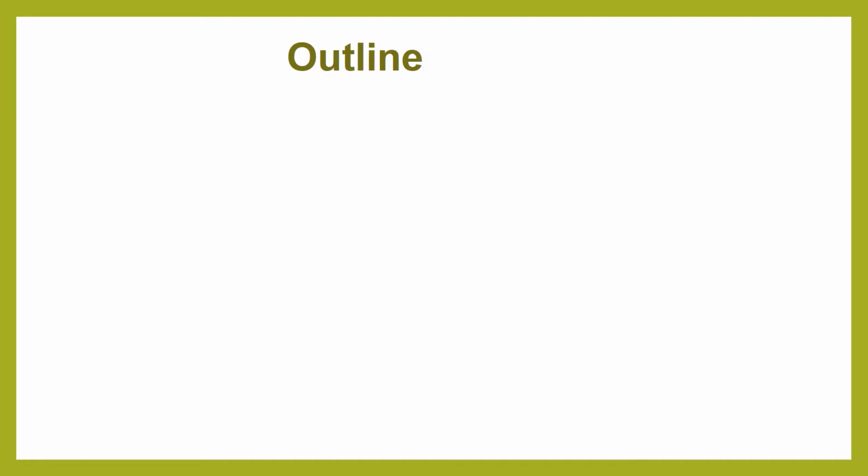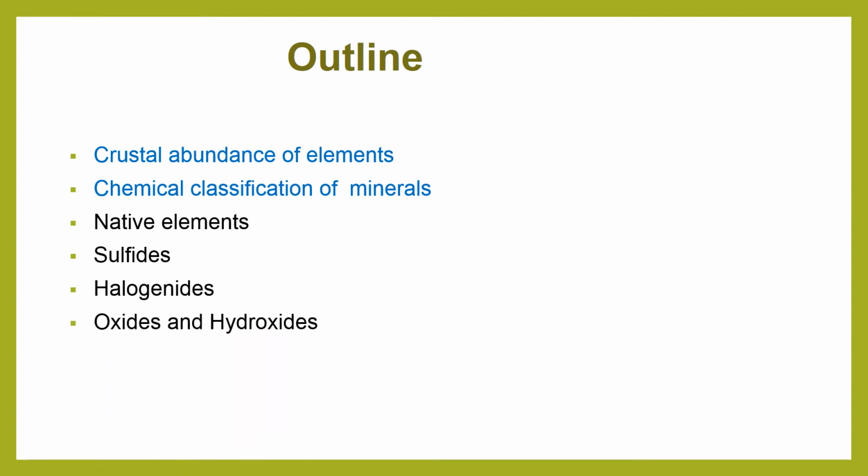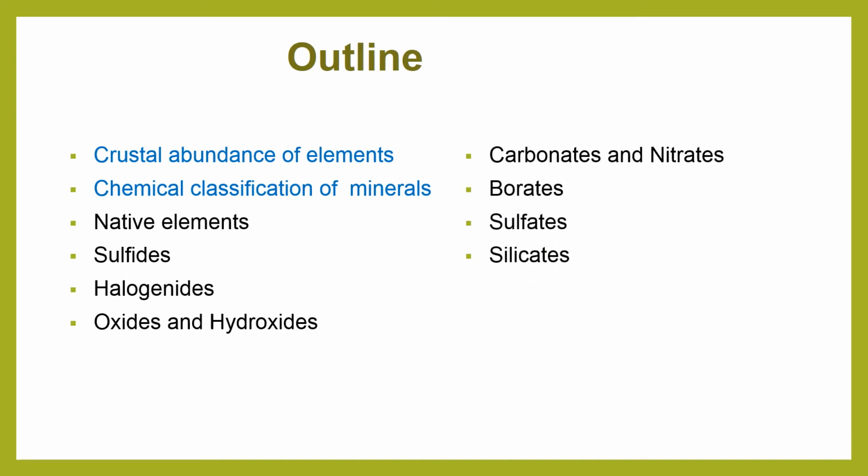So the outline of this lecture and actually the next two lectures, we will be talking about the classification of minerals for two lectures or three. We will talk about crystal abundance of elements, chemical classification of minerals, and then we will have an idea about native elements, sulfides, halogenides, oxides and hydroxides, carbonates and nitrates, borates, sulfates, and silicates, and other organic compounds.